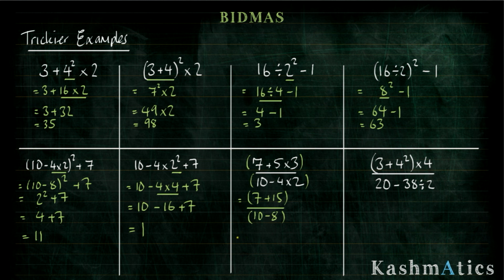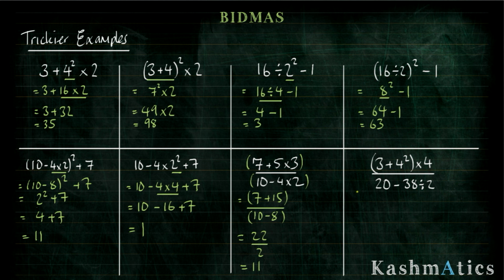So let's sort out the numerator. 7 add 15 is 22. Divided by 10 take away 8, which is 2. Remember, this means 22 divided by 2, which is equal to 11. And on to our last example.